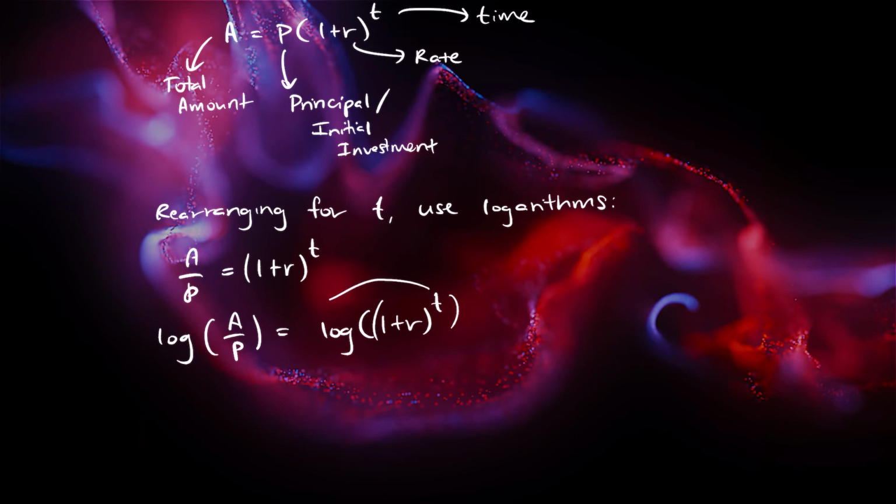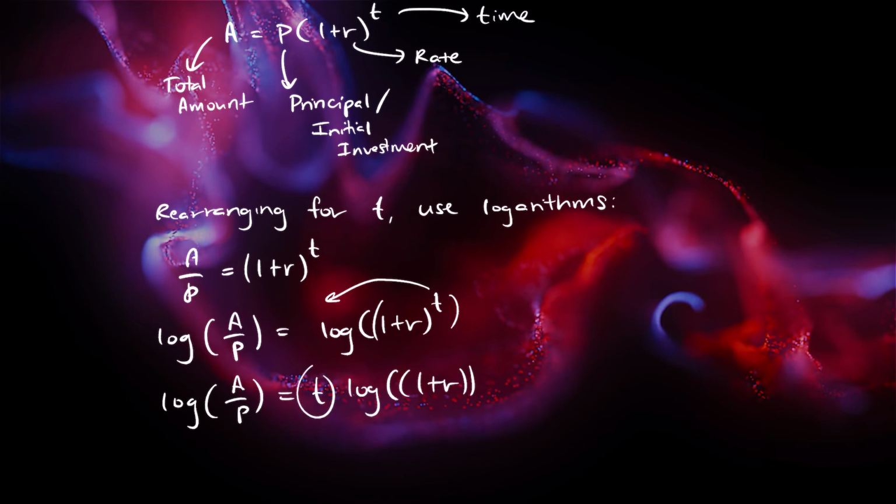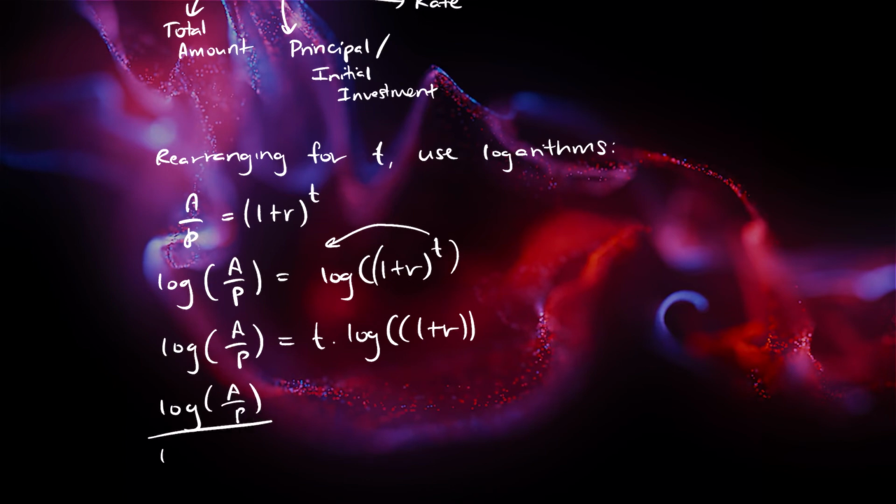Right, and then I can bring this t out, right? So the log of A over P is equal to t multiplied by the log of (1 plus r). Okay, and then now t can be isolated easily by dividing by the log of (1 plus r) on both sides. So the log of A over P divided by the log of (1 plus r) is actually equal to the value of t.